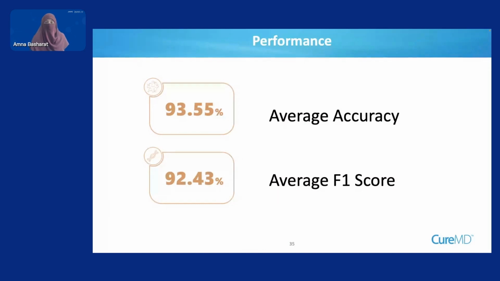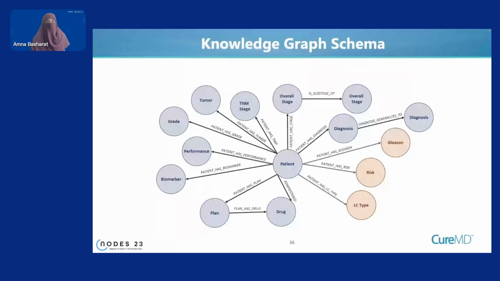Once we had these phenotypes extracted, we then went on to develop a simple knowledge graph schema first, which was centered around the patient. And then you can see that the patient has a relationship with the diagnosis, and there are different diagnosis relationships amongst themselves as well.